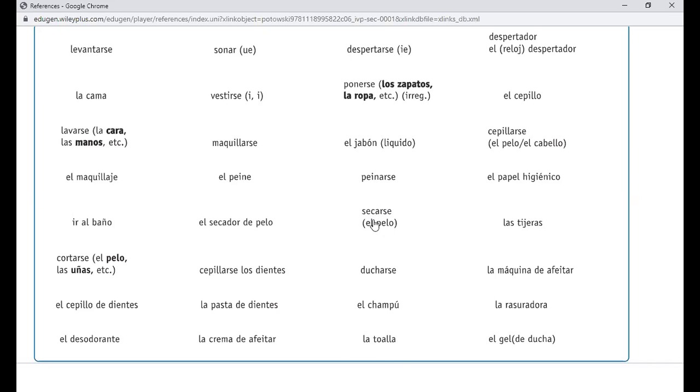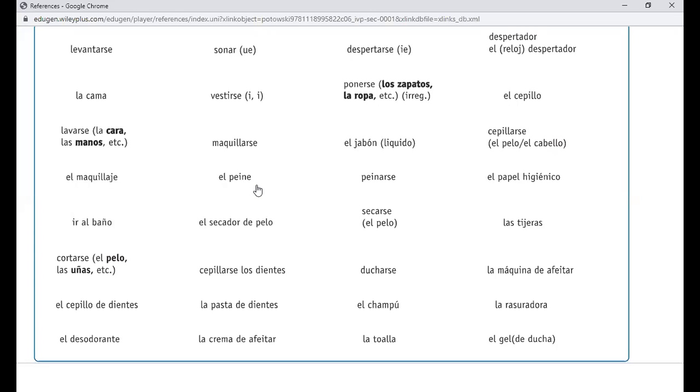Secarse, ¿ve? Secarse el pelo con la secadora. Secador de pelo. El secador de pelo es para secarse el pelo. Sí. Pero la toalla es para secarse, like to dry oneself off. Secarse. Secarse el pelo. La toalla es para secarse. You don't have to say what for. It's already implicit. Entonces es importante saber qué haces con el vocabulario, con el peine.